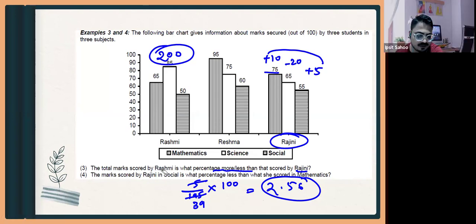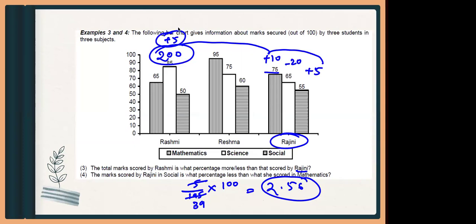If you are calculating, it is asking Rajni is what percent more or less, so it is asking about Rajni. Rajni is minus, but Rasmi is more, 5 more on a base of 195. Rasmi is obviously more, so that is not negative but positive.